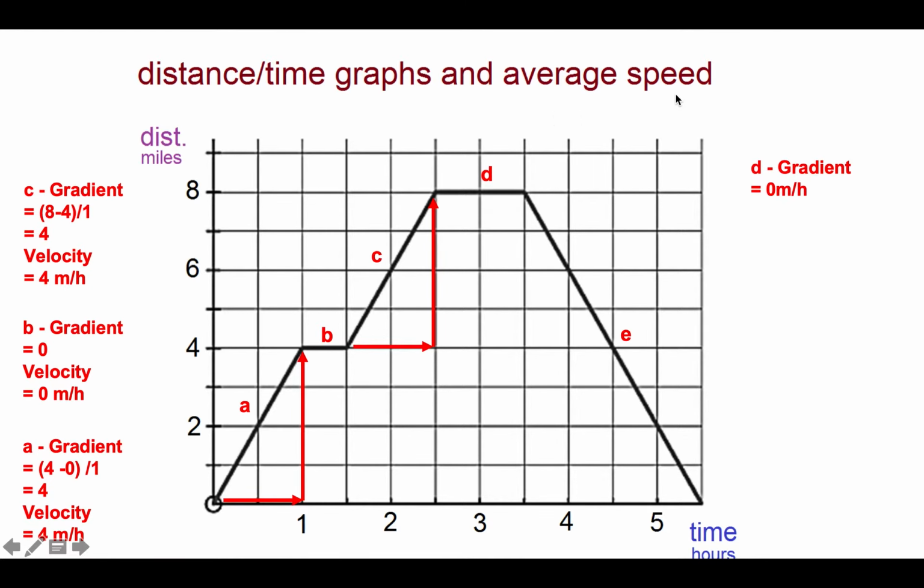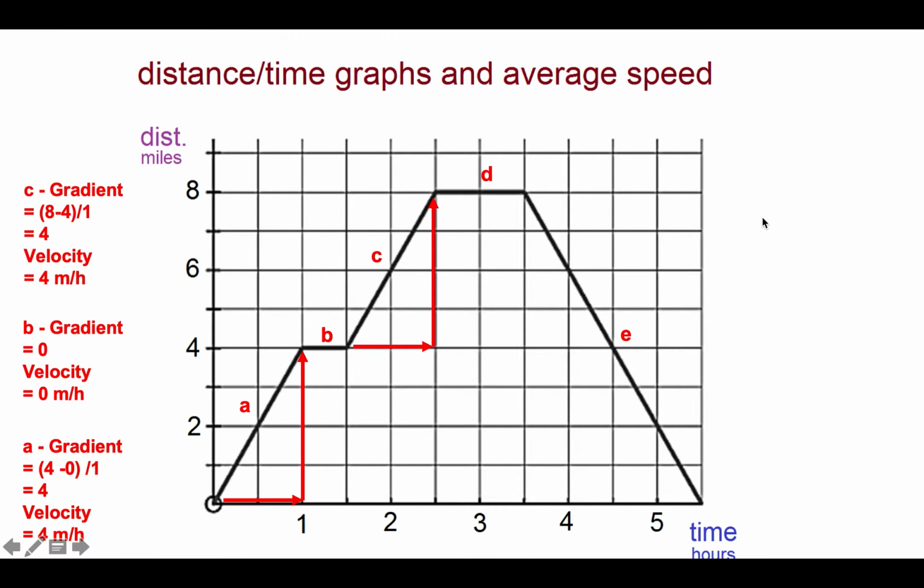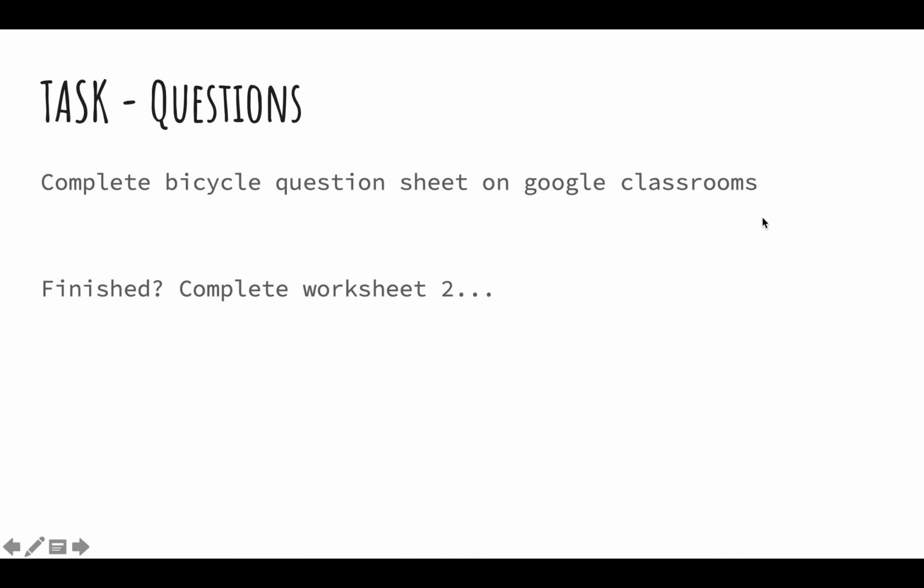Okay, finally section E. This time you'll notice that if this is displacement, the person is maybe coming home from the shops, the gradient is decreasing. So their velocity is going to be a negative number.